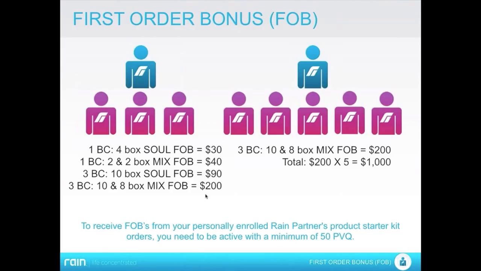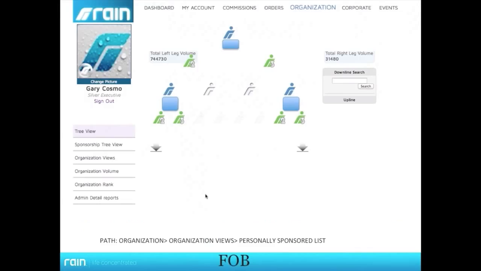First order bonus. I've listed out all the various kits. 1 Business Center, 4-box, 30. You can get $40 on the 2 and 2 mix box. You can get $90 on the 3 Business Center, 10 box of Soul, or 3 Business Center mix kit, 10 and 8, a real builder's kit. There's 200 first order bonus dollars there. You can see how that can pay out when you get in terms of volume.